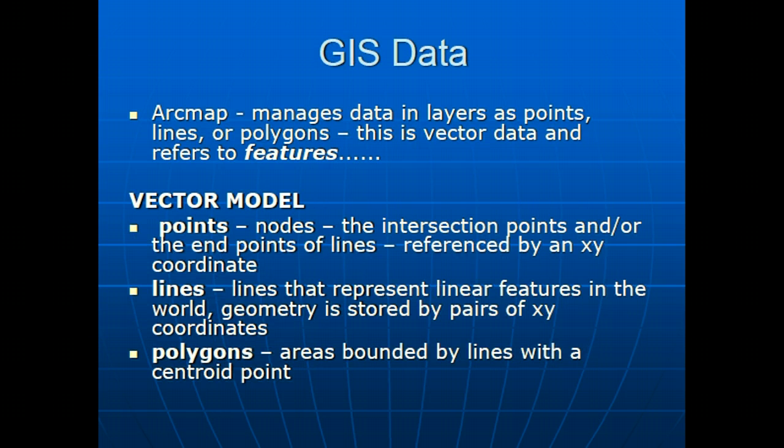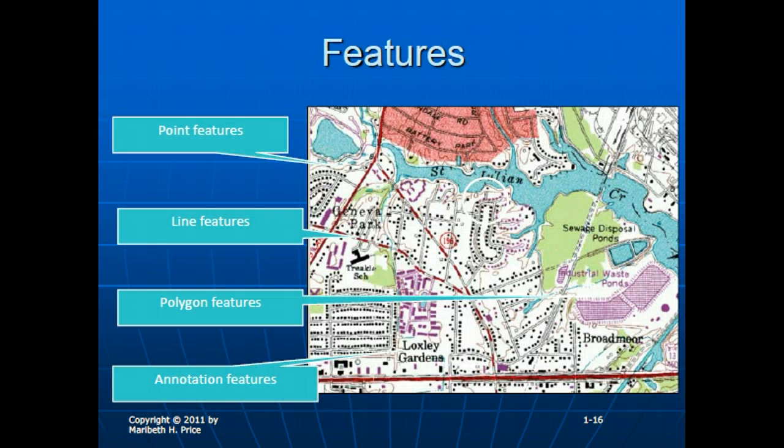The vector model uses points that are referenced by an XY coordinate, lines that represent linear features in the world, and polygons which represent areas bounded by lines with a centroid point. In this diagram, you can see points, lines, and polygons representing features, and you can also see annotated features right where Luxley Gardens, Broadmont, and the sewage disposal ponds are identified.